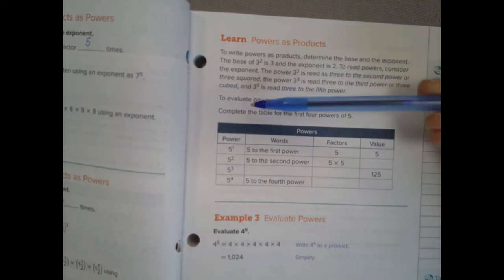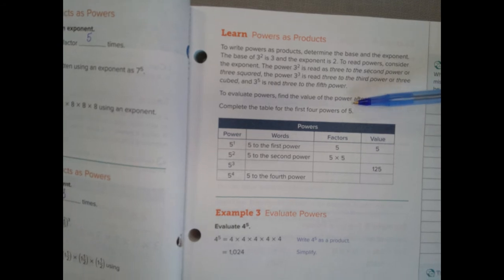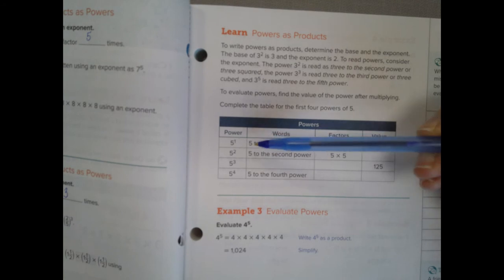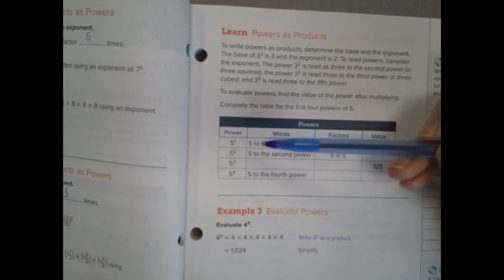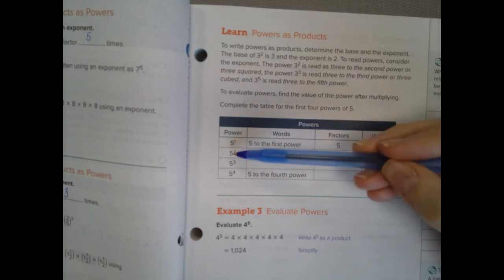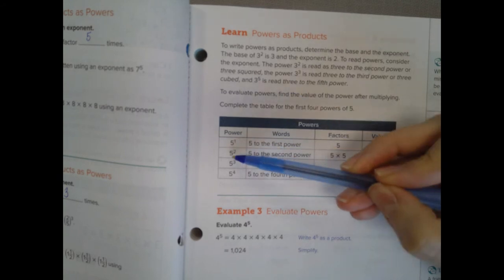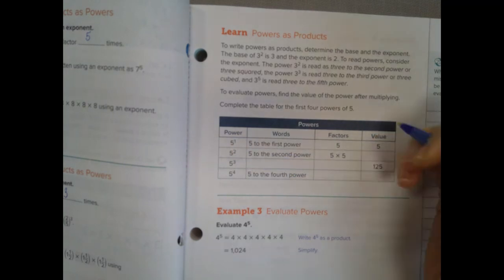So complete the table for the first 4 powers of 5. So we have 5 to the 1st power. How do we say that? That says 5 to the 1st power. That means we have a factor of 5 and a value of 5. That means we're taking the number 5 and multiplying it by itself just one time, so just 5. So this one I have 5 squared, 5 to the 2nd power. So that means I'm going to take the number 5 and multiply it by itself 2 times. So 5 times 5 is 25.